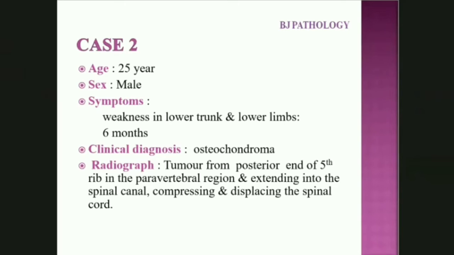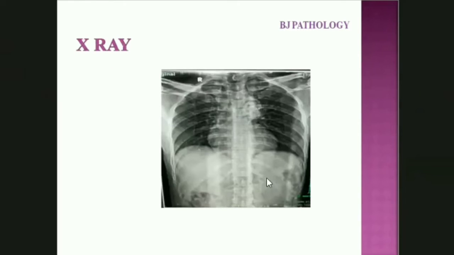This was a 25-year-old patient who gave a history of lower trunk and lower limb weakness since 6 months, and clinical diagnosis was made as osteochondroma. There was a radiograph picture which showed tumor in the posterior end of the 5th rib in the paravertebral region, which was extending into the spinal canal. It was compressing the cord. This was the X-ray picture, but sorry, we don't have the CT findings.